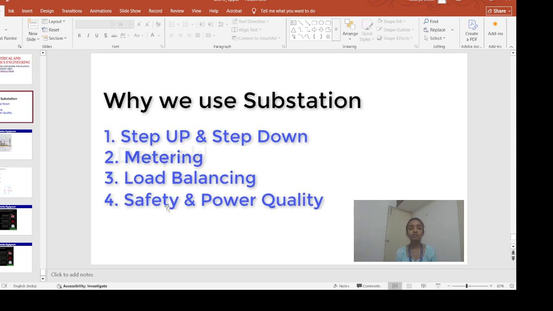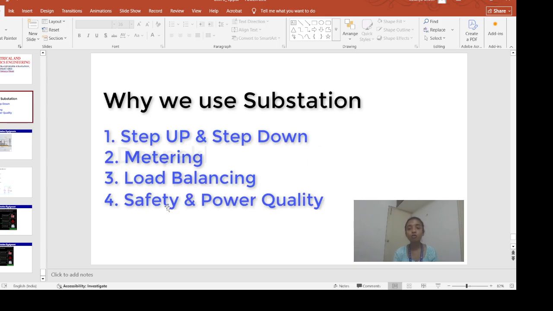Even though we have a very long transmission line, say 200 kilometers, we are not using that 11 kV generated electricity directly over the entire 200-kilometer transmission line. In between we have different substations, because if there is some fault in that long transmission line, fixing it and doing the maintenance will be very difficult.